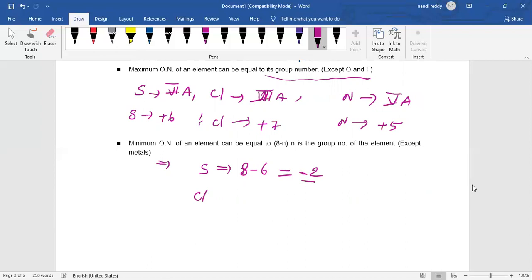Similarly, for chlorine, how much can it show? 8 minus 7. What minimum oxidation number do you get? 1, and that may be minus. Clear? Because it needs to gain electrons, only then will it reach 8. Nitrogen also, 8 minus 5. How much do we get? 3. So these are the minimum oxidation numbers they can show.